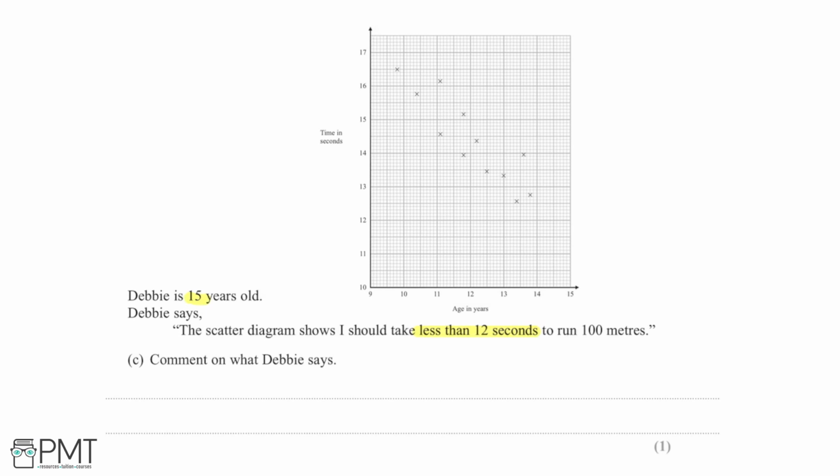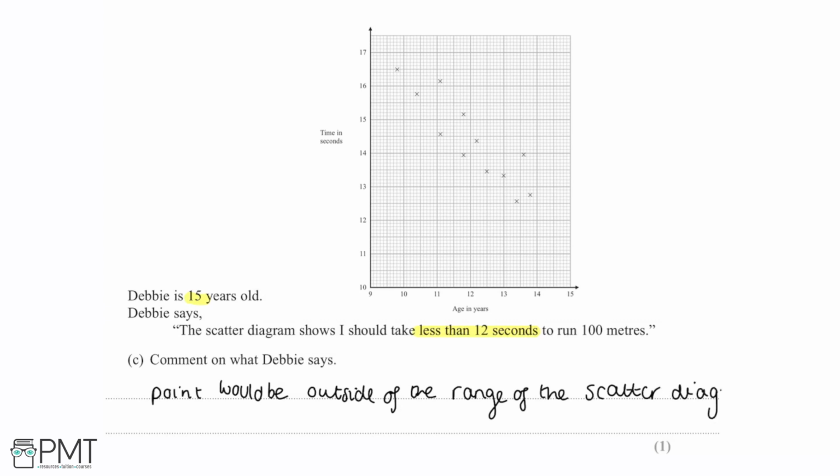So I'm just going to say here that the point would be outside of the original range of the scatter diagram that we have above. And this means that we just can't reliably extrapolate or extend this data to come up with a time that it should take somebody who's 15 years old to complete the 100-metre race.